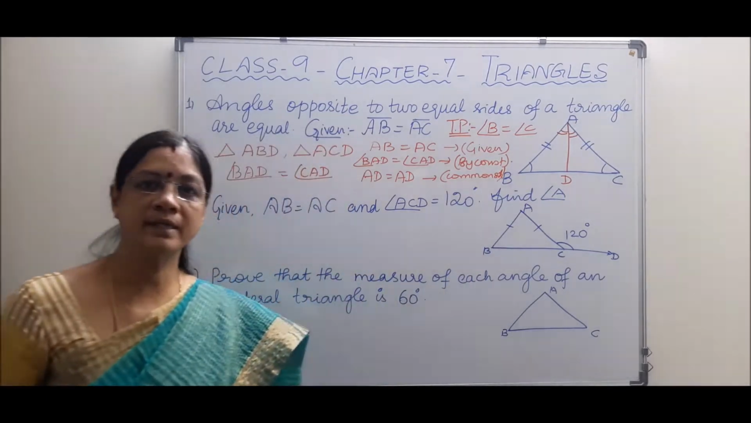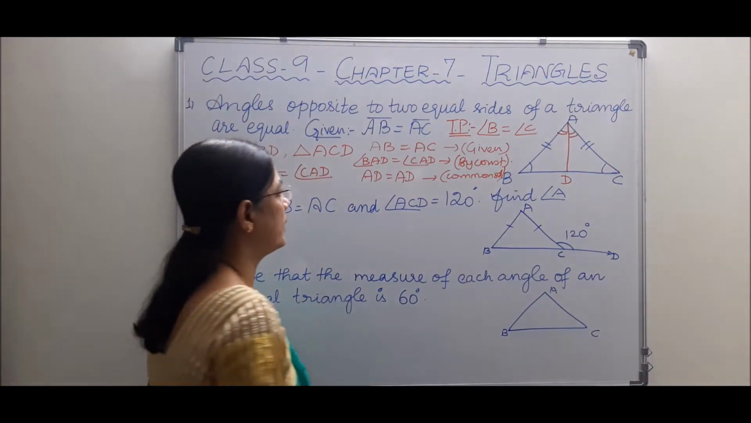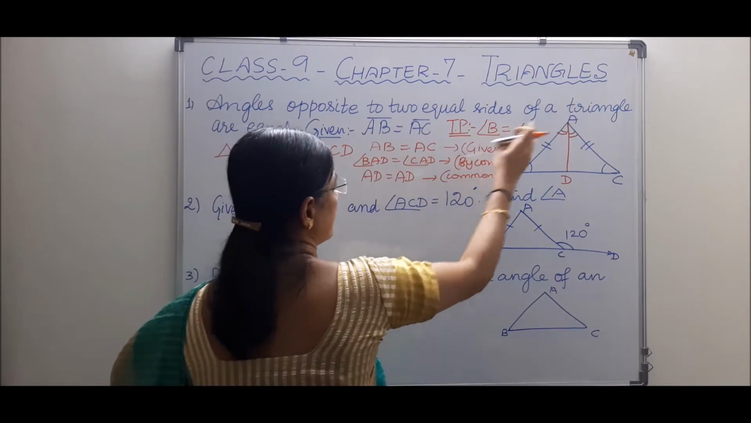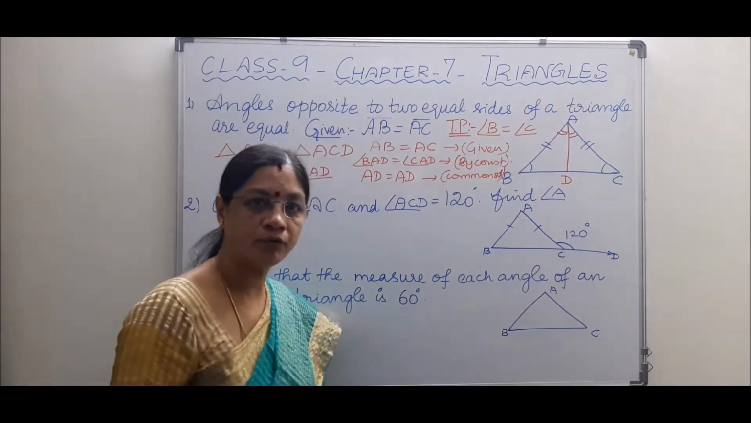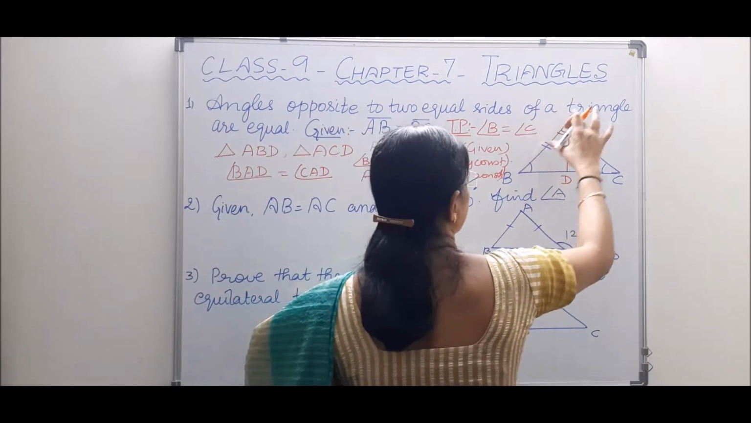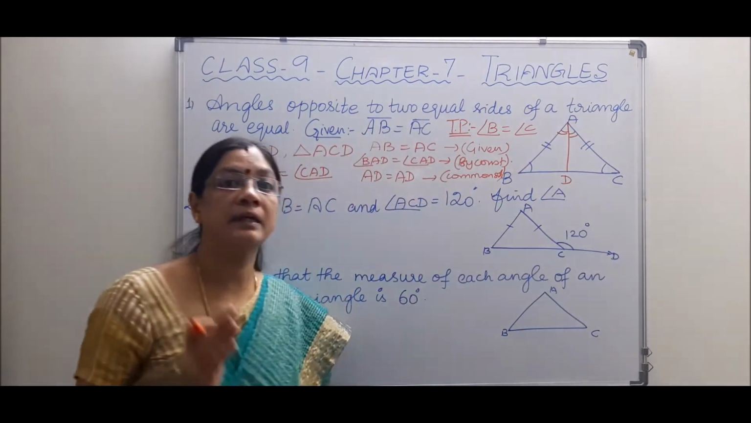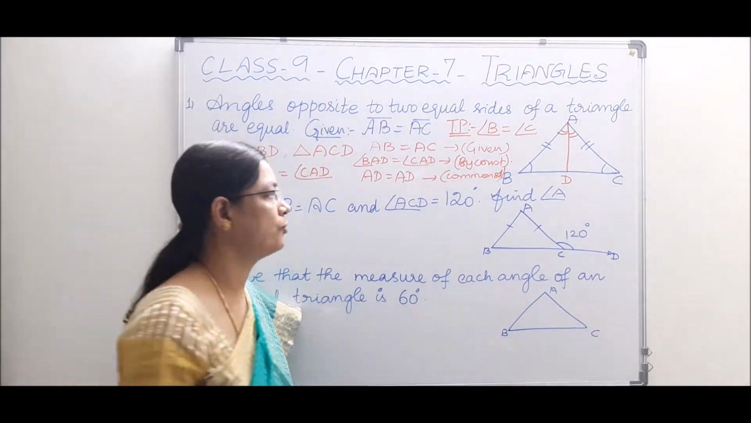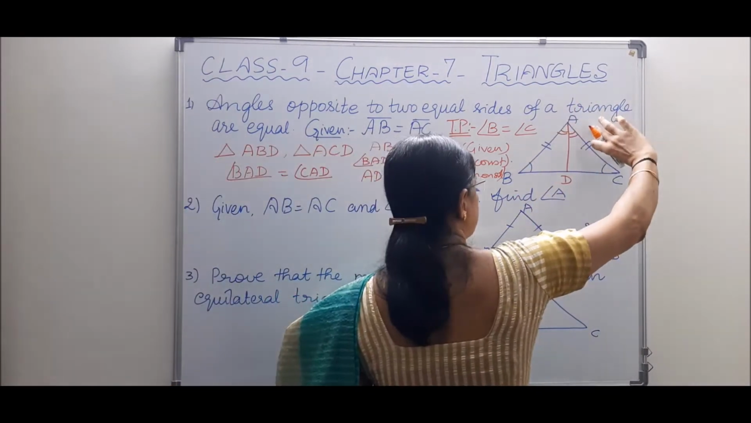Now, let's see what we have written. AB is equal to AC. This is a side of a triangle. This is the side of the triangle. This is the corresponding side of the triangle. The word corresponding is very, very important. You note it down. So AB is equal to AC.